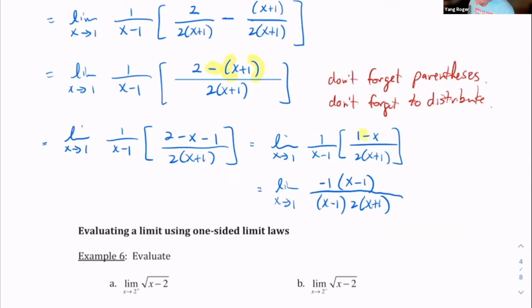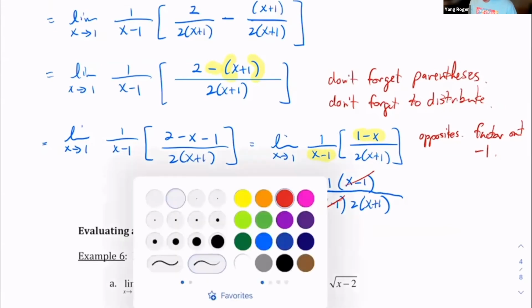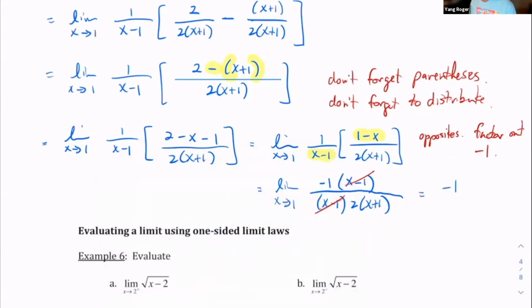So I'm going to highlight these guys. These guys are opposites. You can factor out -1. Now I got my 0 factor in the denominator finally canceling out. So we're just going to get a -1 in the numerator and 2 times x plus 1 in the denominator. So this is going to give us -1/4 when I do the direct substitution property.